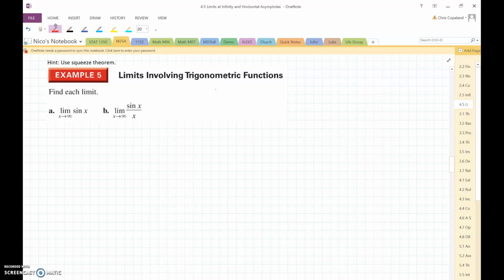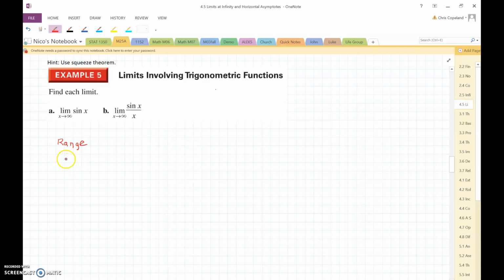Example 5, find each limit. Okay, let's look at A. Limit of sine x as x approaches infinity. So first of all, let's think about the range for this function.